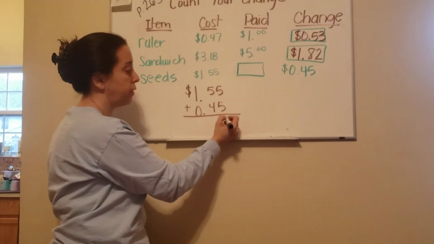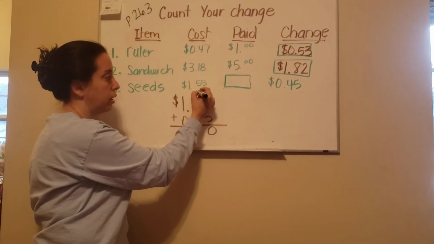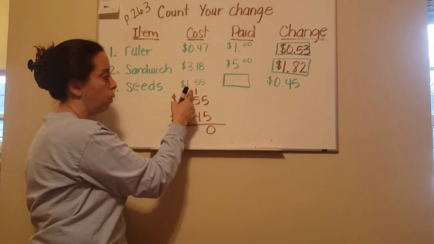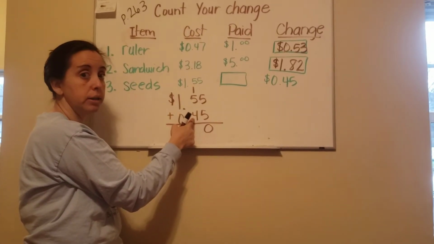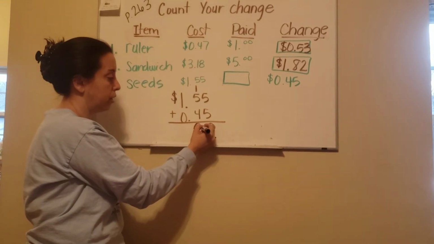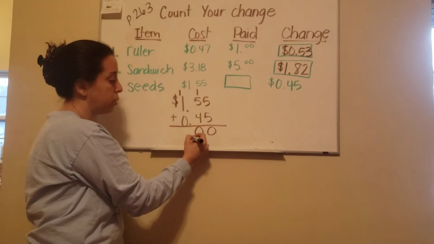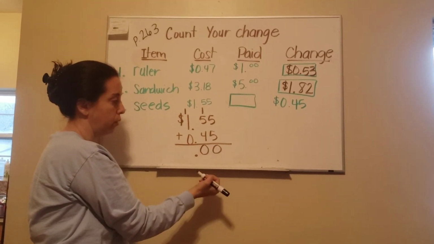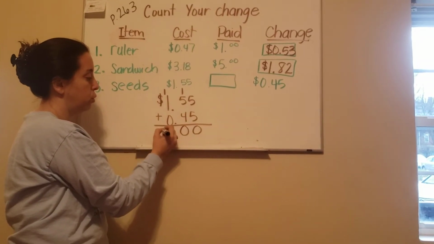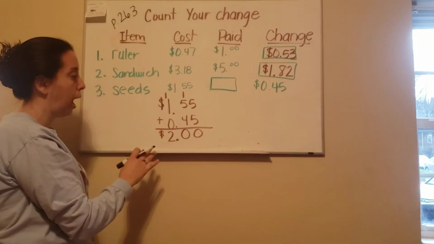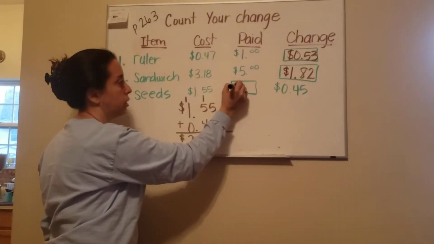So 5 plus 5 is 10. You put down your 0, carry your 1. 1 plus 5 is 6, plus 4 is 10. Put down your 0, carry your 1. Remember your decimal point just falls straight down. 1 plus 1 is 2. So how much did you pay? $2.